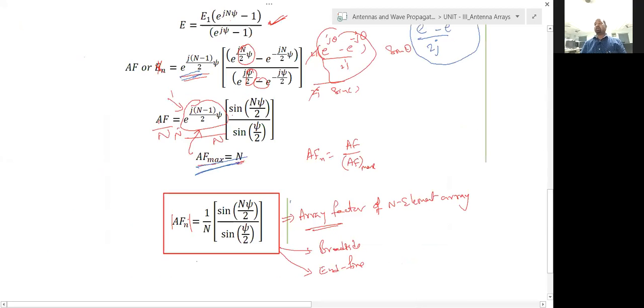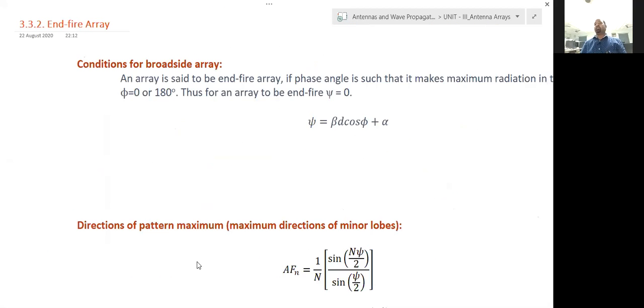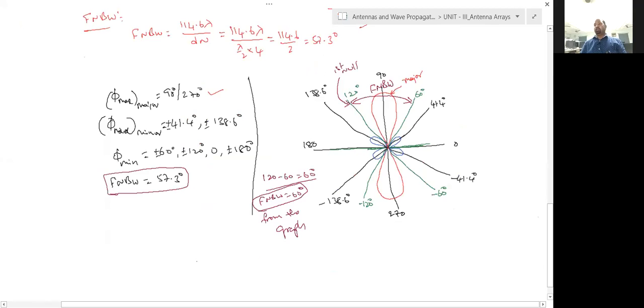But whereas using mathematical equations, we can exactly determine in what directions the minor lobes are, right? So 41.4, 138.6 degrees, like that. We can accurately determine in what directions the minor lobes are, and in what direction the major lobes are, and what is the width. That also we can determine.